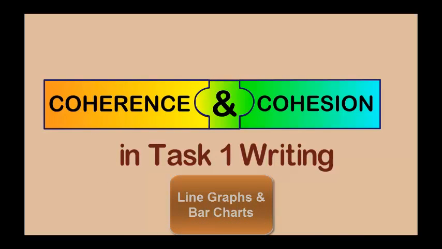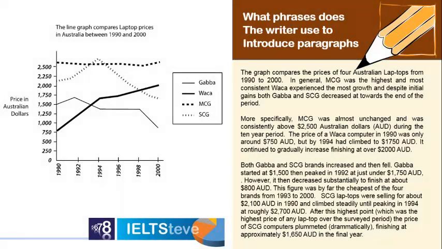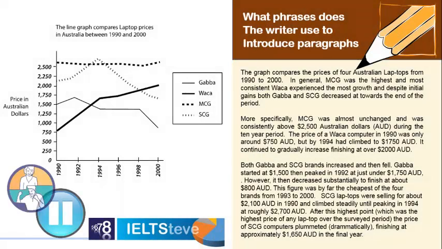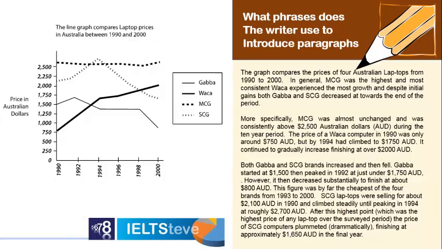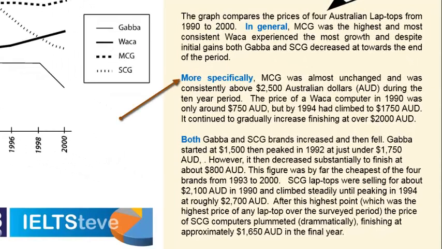So let's begin by having a look at the line graph here. You've seen this before. So let's today though look at how the writer is introducing the paragraphs. So we have the words there, the same as we've just practiced before, those words coming in general, more specifically, which is telling the reader, now I'm going to give you some data. And then just the word both is indicating that that paragraph will be talking about two of the main features in the line graph.